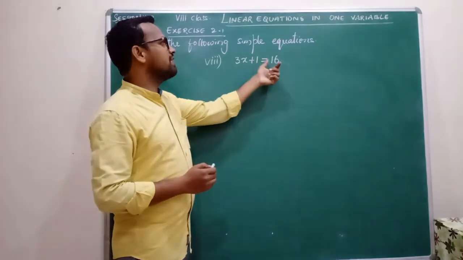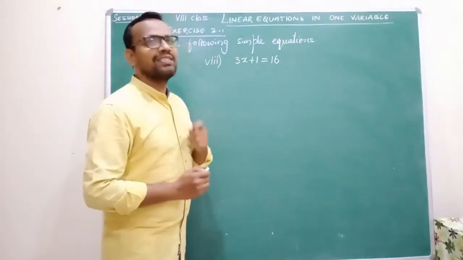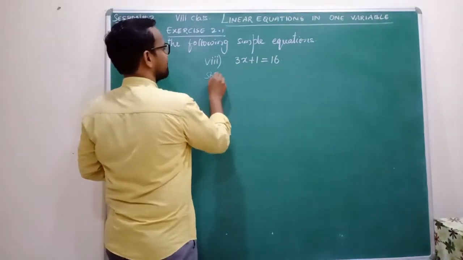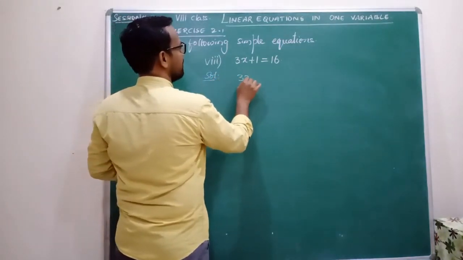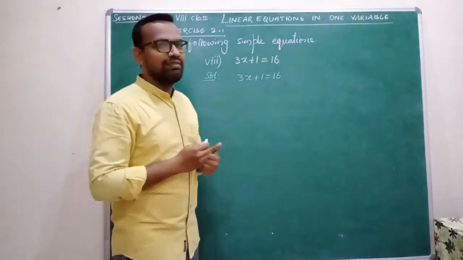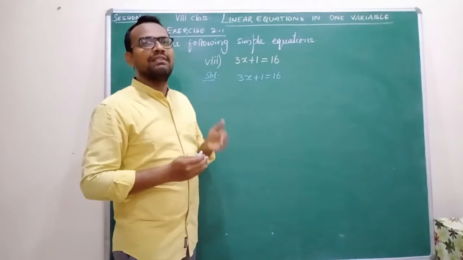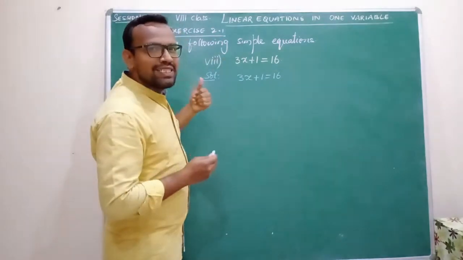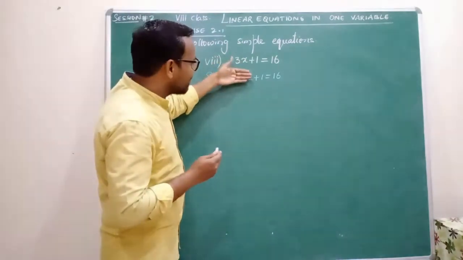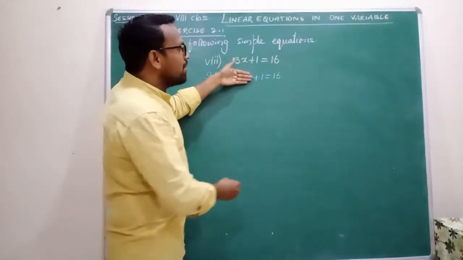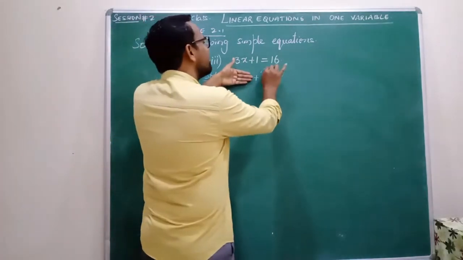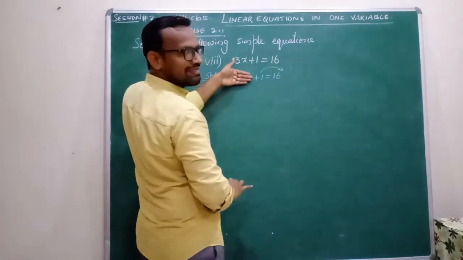3x plus 1 is equal to 16. First, let me write the given equation. 3x plus 1 is equal to 16. Now how are we going to solve? Simple. First, close the term which is having the variable. The variable is x, so close this term. What is there? Plus 1, right? Now we need to transpose plus 1 first, right?